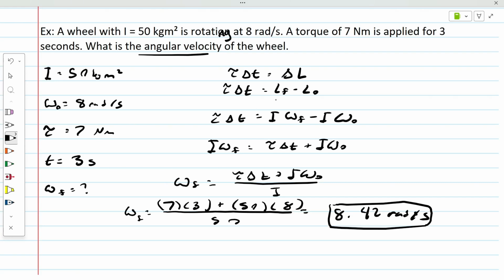In the next video, we'll talk about conservation of angular momentum, and that's where we'll actually combine linear and rotational motion in the same problem. So that'll be a really important problem and a pretty fun one as well. So make sure you stick around for that.